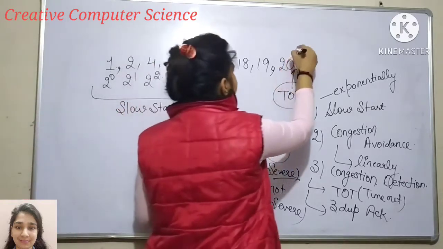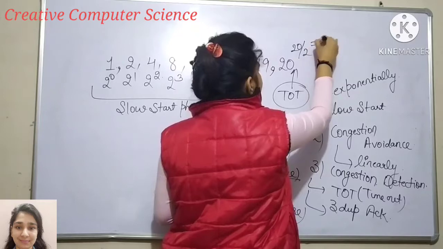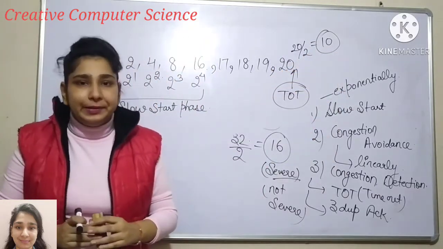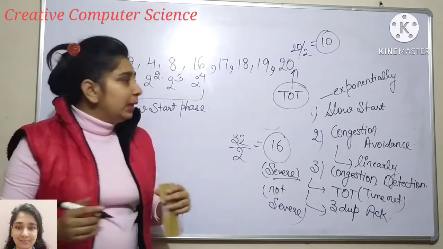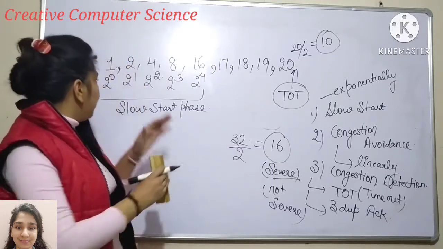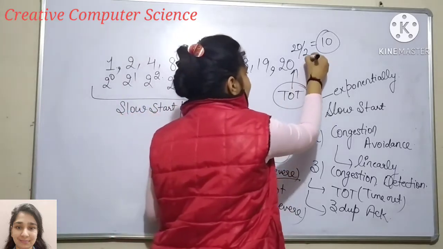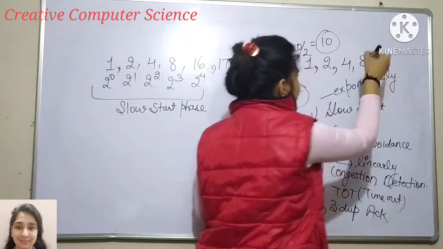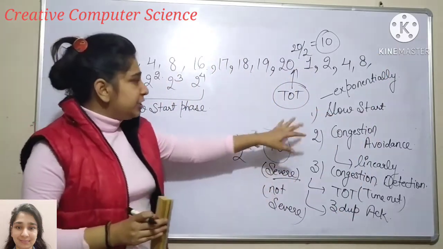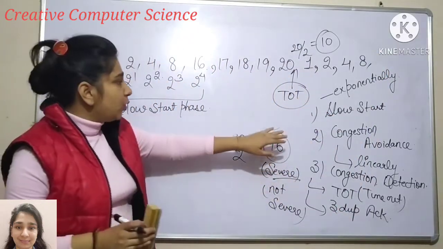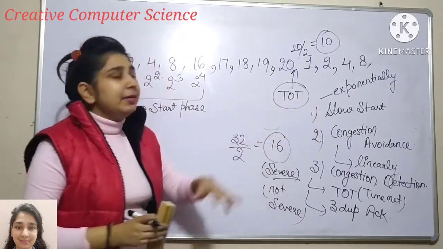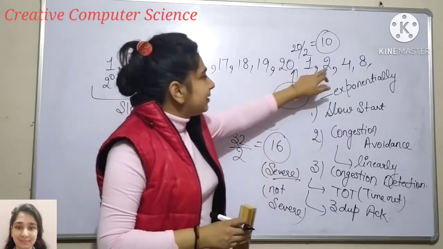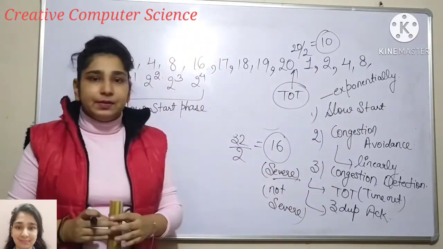Then what will you do? You will divide it by 2. This is our new threshold. So now we will again send packets starting from 1. So 1, then 2, then 4, then 8. Exponentially, we will again start from the slow start phase if you get a timeout timer, because the congestion is very severe.